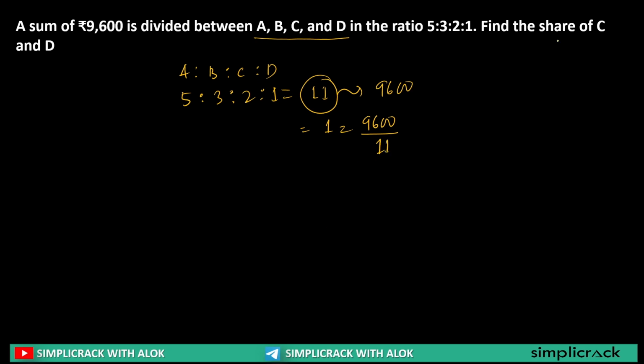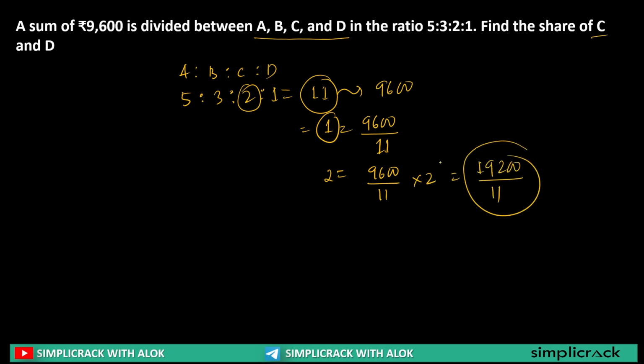Now it has asked about the share of C. One part is this much. Share of C is 2 parts. So 2 parts will be 9600 divided by 11 into 2, that is 19200 by 11. If we solve this, we'll get the answer. And it has asked about the share of D. So share of D is 1 part, so it will be 9600 divided by 11. As simple as that.